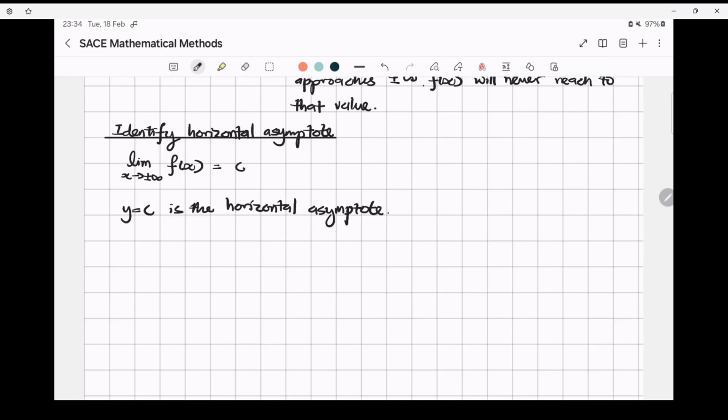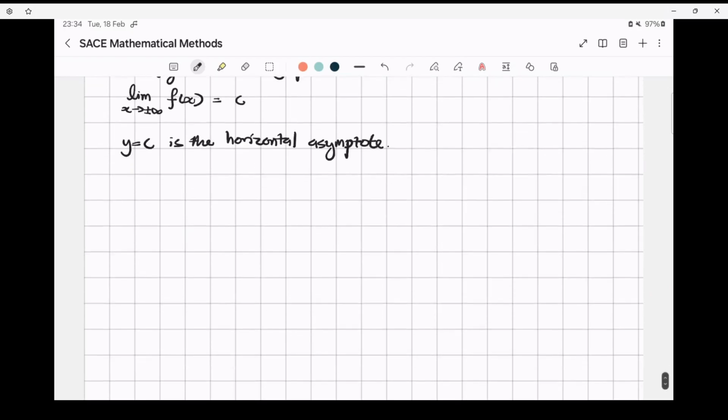Alright, so let's look at some examples. The simplest example is of course the reciprocal function, which is 1 over x. We know that you have one horizontal asymptote and one vertical asymptote. So let's not look at the vertical asymptote first. Let's look at the horizontal one first.